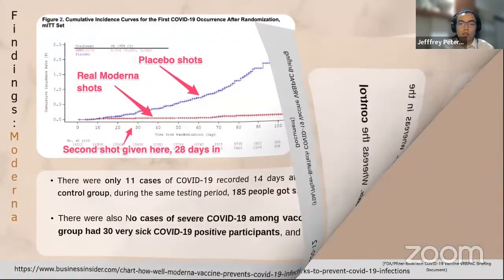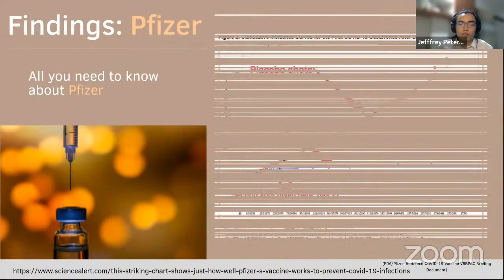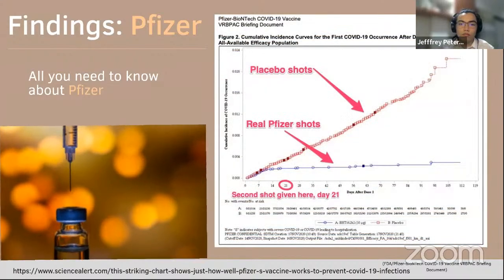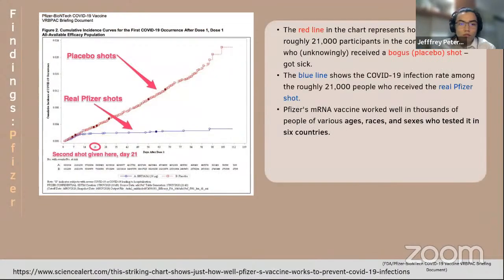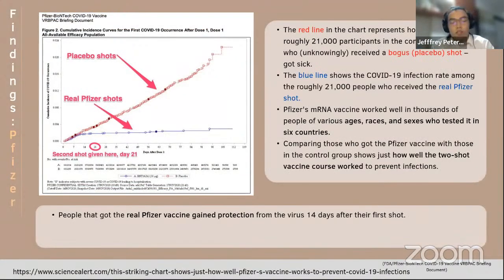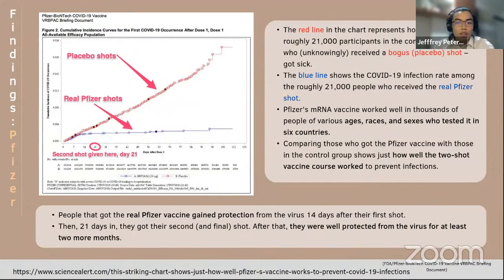Moving on, the Pfizer vaccine. In this particular graph, the red line represents how many of the roughly 21,000 study participants in the control group, who also got the placebo shot, got sick. The blue line represents the COVID-19 infection rate among the roughly 21,000 people who received the real Pfizer shot.